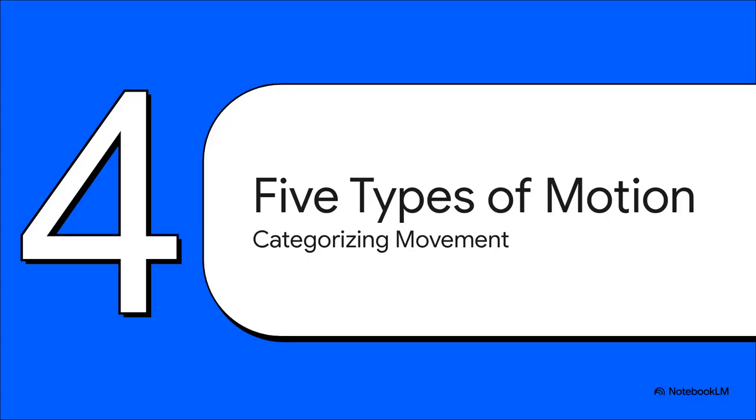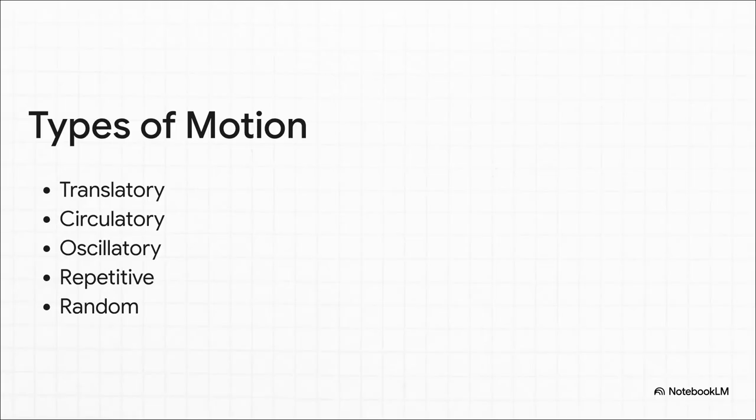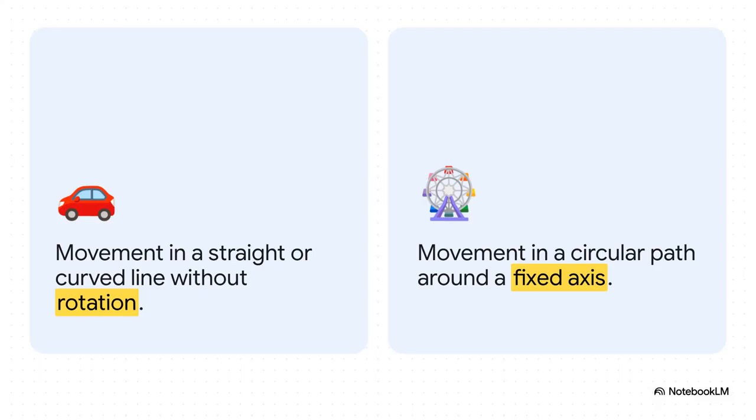Section 4, the 5 types of motion. Let's categorize movement. Now, physicists love to organize things, and they classify almost all movement into these 5 main buckets: translatory, circulatory, oscillatory, periodic, which is sometimes called repetitive, and random. So let's break down what these actually look like in our everyday lives. First up, translatory motion. This is when an object displaces from one position to another without any rotation at all.